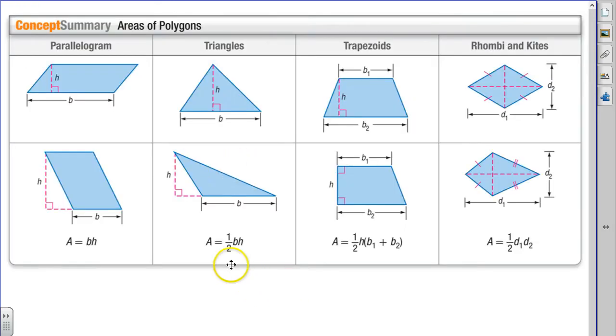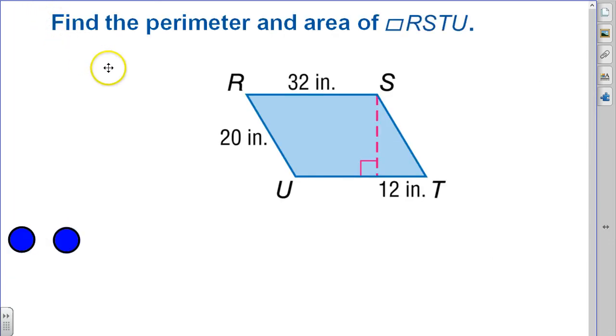Here are all the formulas from the book. Area of a parallelogram is base times height. Triangles, 1/2 base times height. Trapezoids, 1/2 height times base 1 plus base 2. And then rhombi and kites, or rhombuses and kites, however you want to say it, 1/2 diagonal 1 times diagonal 2. So here's our first example. Find the perimeter and area of parallelogram RSTU.